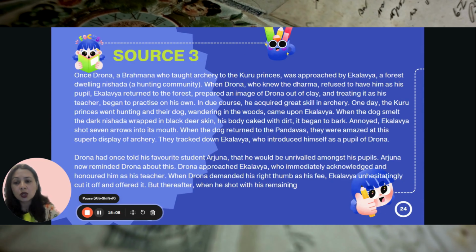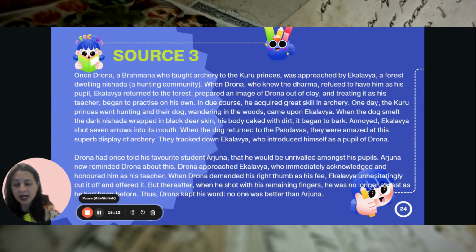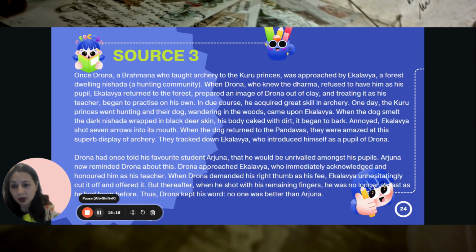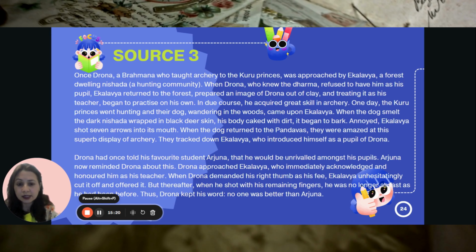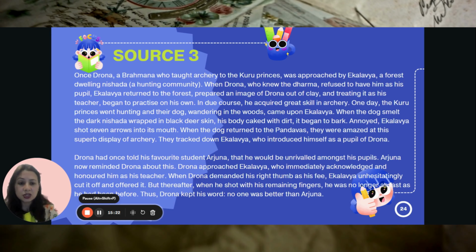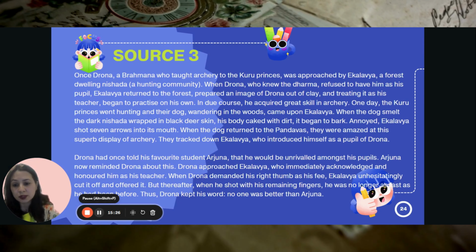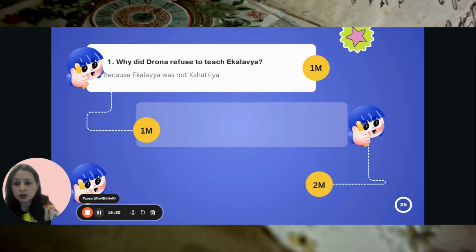Third source talks about again the Varna system, the caste system as prevalent in our country. So here we come across Dronacharya and Eklavya. The incident is mentioned of why Dronacharya did not want Eklavya to be his student. So please read this source during the reading time. Then come on to the questions.